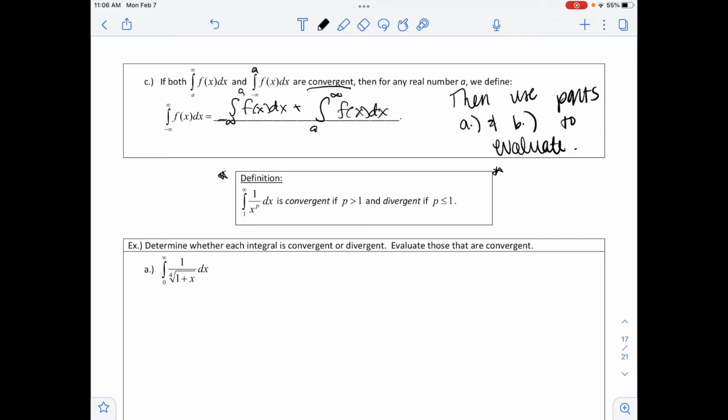It says the integral from 1 to infinity, and it doesn't necessarily have to be 1 as your lower limit, but from a number out to infinity of 1 over x to the p dx is convergent if p is greater than 1, and divergent if p is less than or equal to 1. This is a nice time saver for certain problems. It's very specific though. It's x to the p, so x to some value, and if p is greater than 1, it's convergent. If it's less than or equal to 1, then it's divergent.